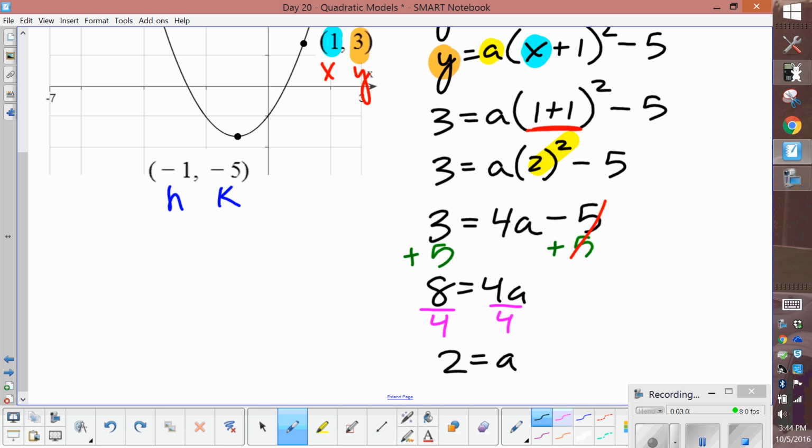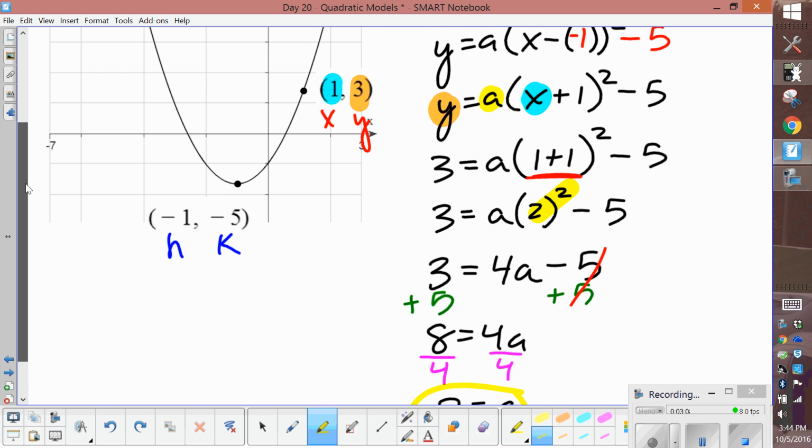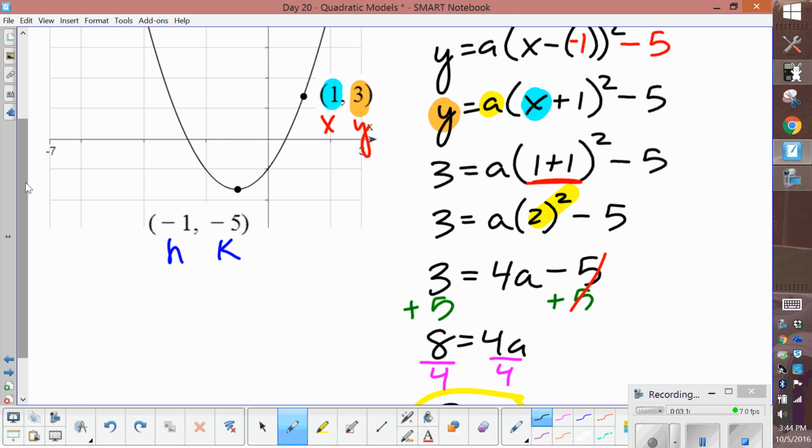All right, and at this point, I can go ahead and write my final answer. I have my A, I have my H, I have my K. So my final answer, for this parabola in vertex form, will be Y equals 2 times (X plus 1), quantity squared, minus 5.